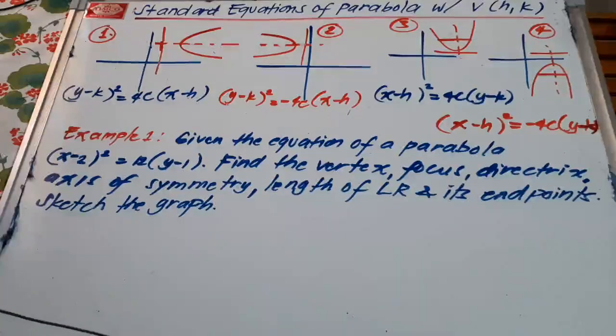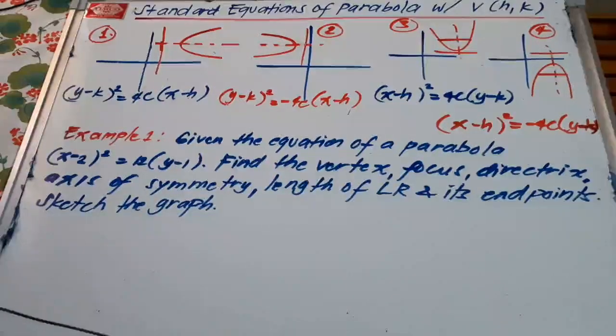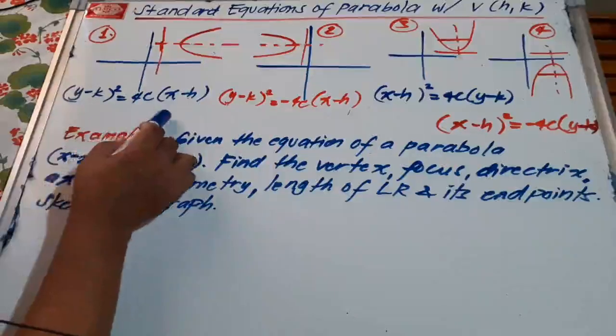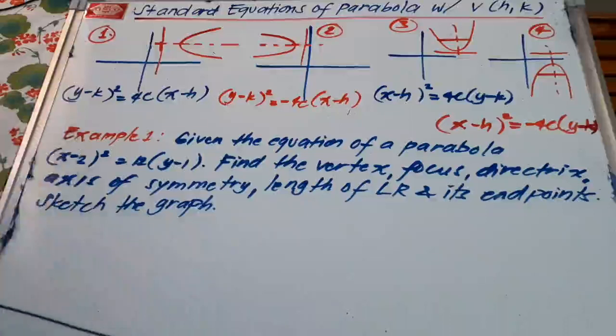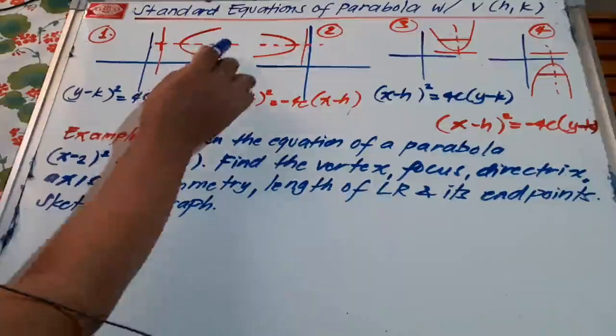But before that, let's first have a review of the different standard equations of parabola with vertex at (h, k). Now, we have here number one, the equation of the parabola with vertex at (h, k). The equation is (y minus k) squared equals 4c times quantity (x minus h). Quadratic si y variable, and si x variable is linear. Okay? And the equivalent graph is this one.